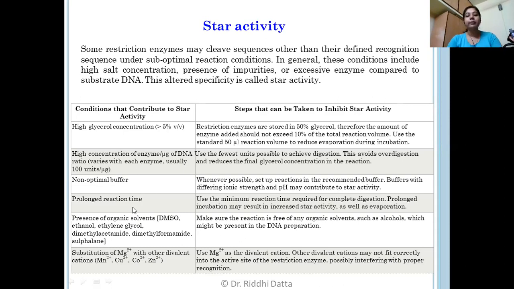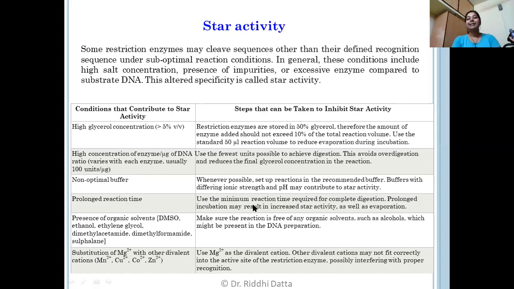So, of course, we can work to minimize these problems. We can use lower glycerol concentration. We can use lower enzyme concentration. Exact buffer conditions should be maintained. And the incubation time must be restricted to 1 to 2 hours and not more than that.